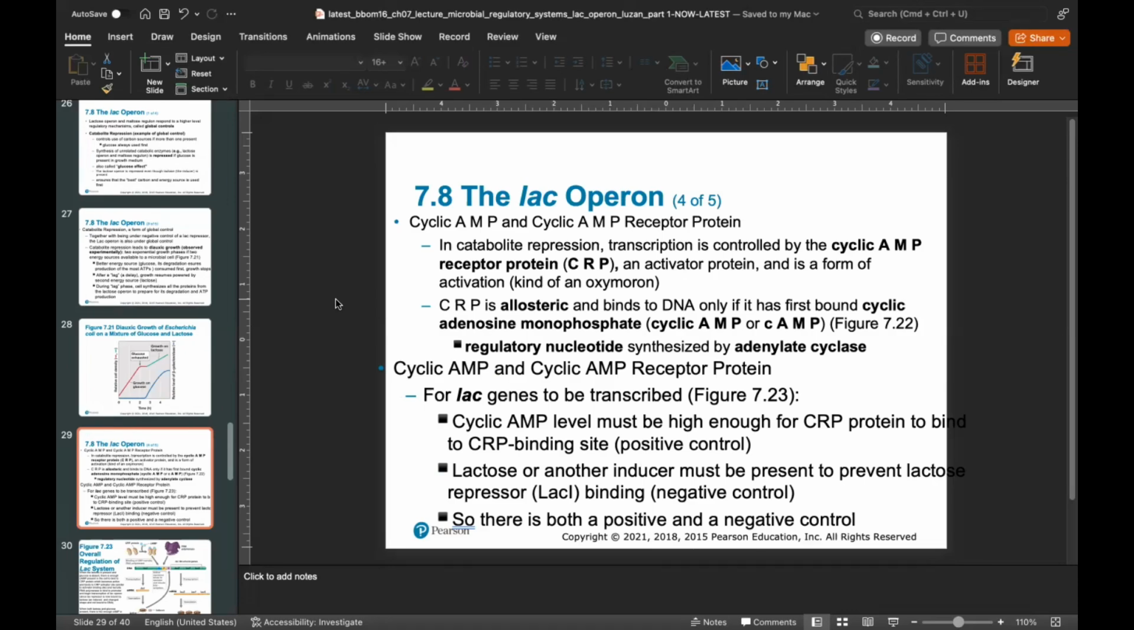For lac genes to be transcribed, the cyclic AMP level must be high enough for CRP protein to bind to the CRP binding site, which is the positive control. Lactose or another inducer must be present to prevent the lactose repressor, LacI, from binding, which is the negative control. So there's both a positive and a negative control.